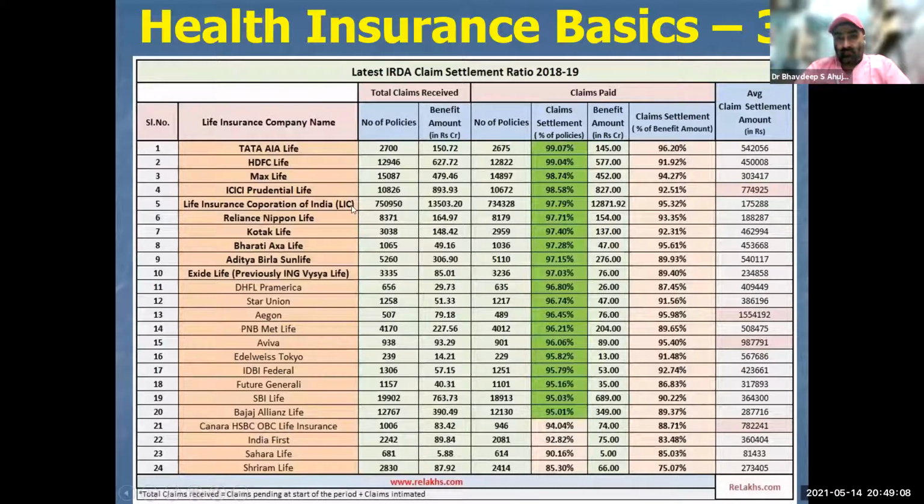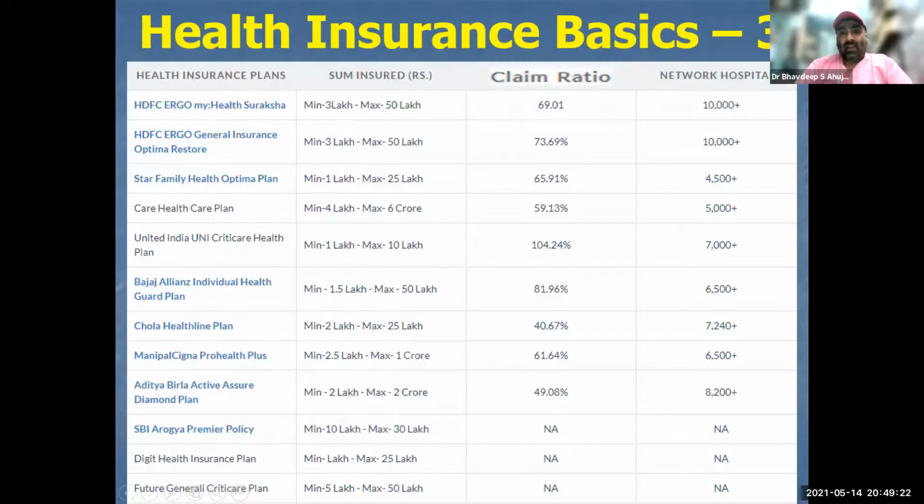You need to see the number of policies, the number of claims received, number of claims paid, claim settlement ratio, and the claim settlement of the benefit amount, average claim settlement amount. Now again, if we look at it in a company-wise scenario, I'm giving you HDFC My Health Suraksha. This is one of the preferred plans, one of my favorite plans.